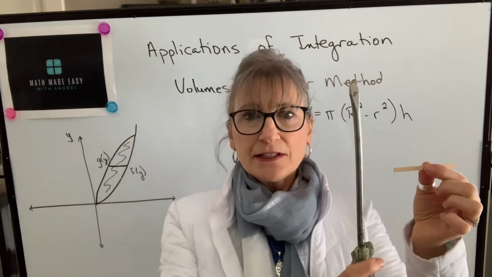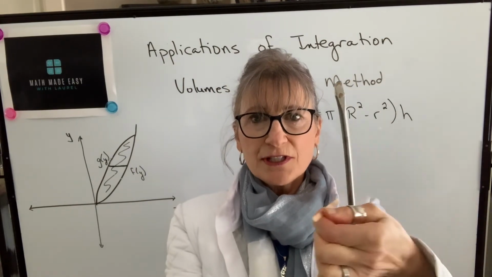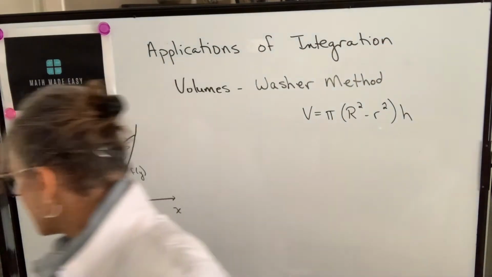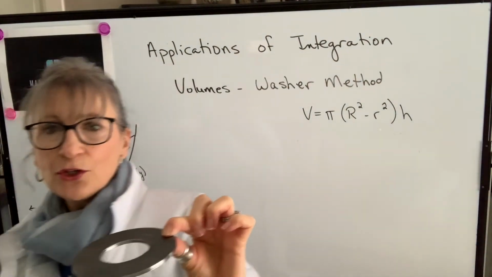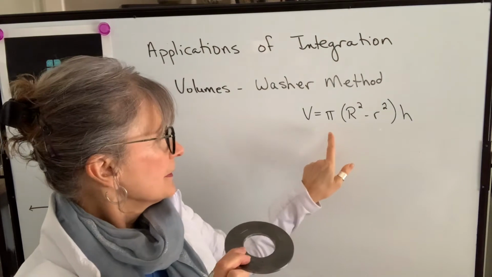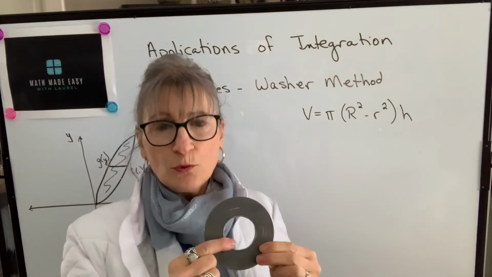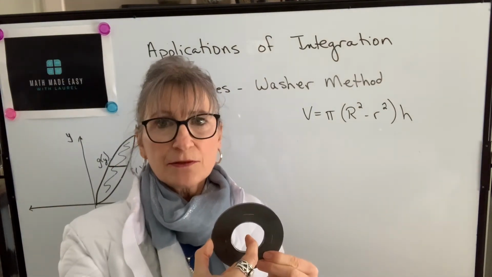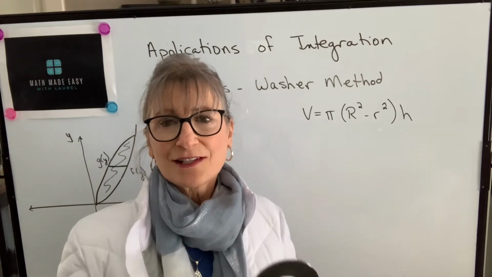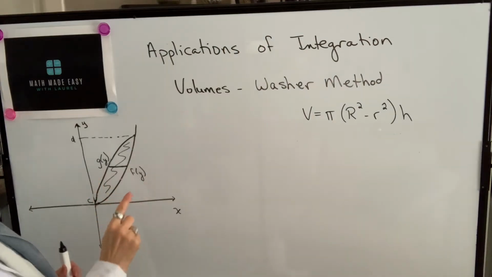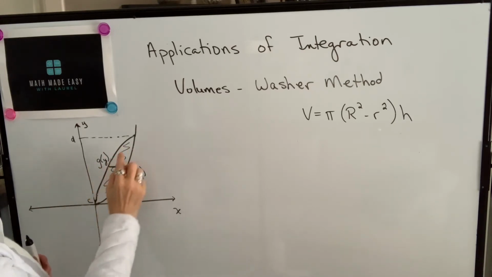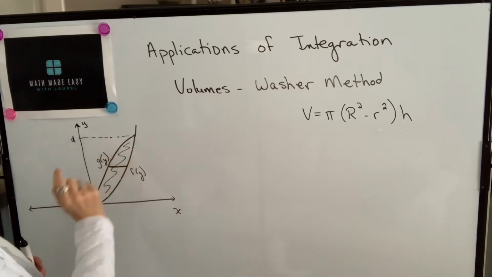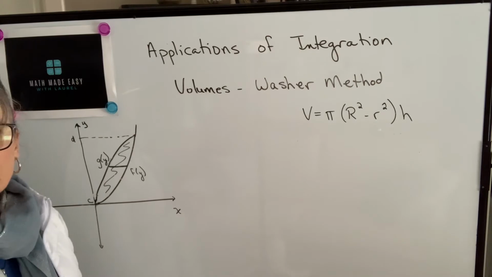And again, if we take that representative rectangle and rotate it around the y-axis, it will form a washer. And we know the volume of a washer is this, where large R is the outside radius and small r is the inside radius. Again, we're going to sum all of those slivers or those rectangles that form washers from C to D, and we do that by finding the integral.